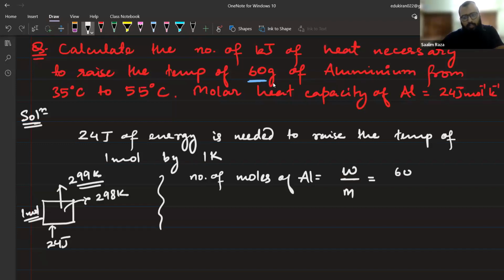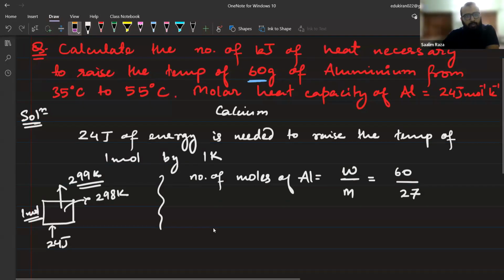The given mass is 60 grams. Molar mass of aluminium, anyone? 27, guys. You have to remember these things. Maybe in the examination you will get the molar masses and all. Maybe. But if the teacher says otherwise, then at least you have to remember the molar masses up till calcium. Till calcium, you should memorize the molar masses also. Okay, so this is the number of moles.